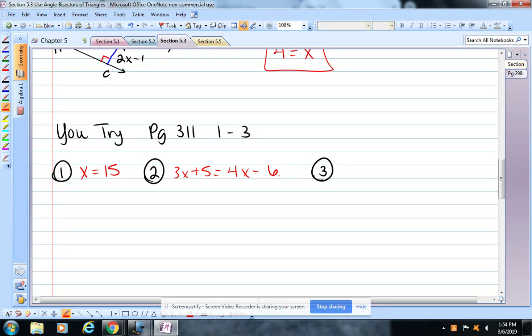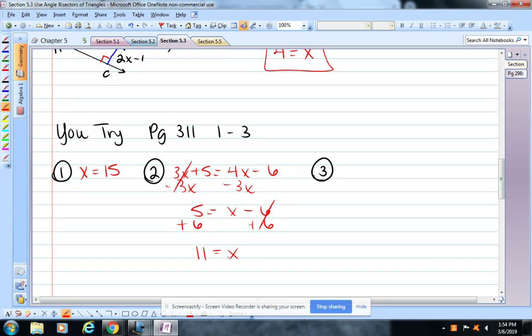They tell me the sides are congruent. I don't know the side measures, but I know they're congruent because that's what those little tick marks mean. So if I want to find the angle measures, then I can set those two equal to each other because I know they're going to be congruent. So how do I solve this for x? Subtract 3x. So 5 equals x minus 6. And now what? Add 6. So x equals 11. So the direction there was find x, so I don't have to tell you exactly what that angle measure is. Okay?